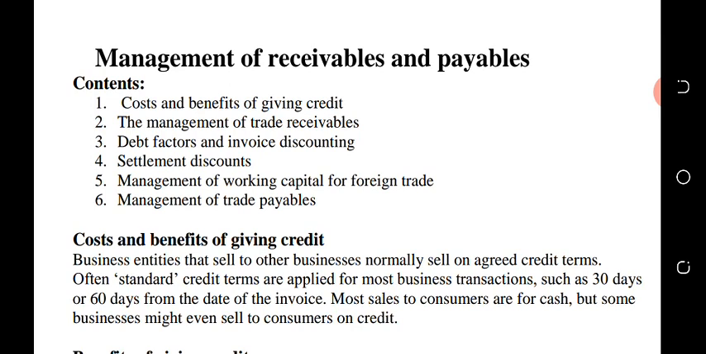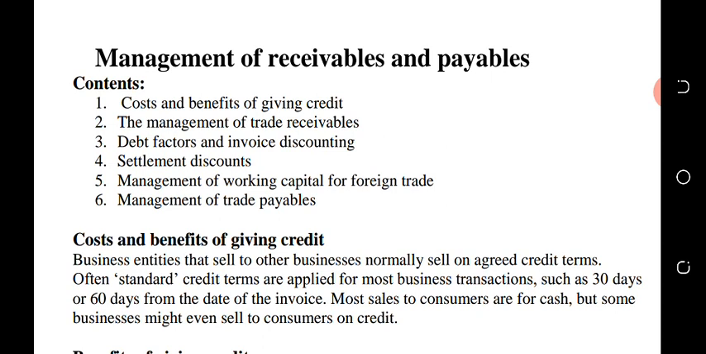Now the content is costs and benefits of giving credit. Why would companies give credit? Some companies don't give credit, like supermarkets. When you go to any supermarket, you buy and you pay on a cash basis. So it's not credit. Now, why will a company give credit? What is the benefit of giving credit, and what is the cost that the company will incur for giving credit?